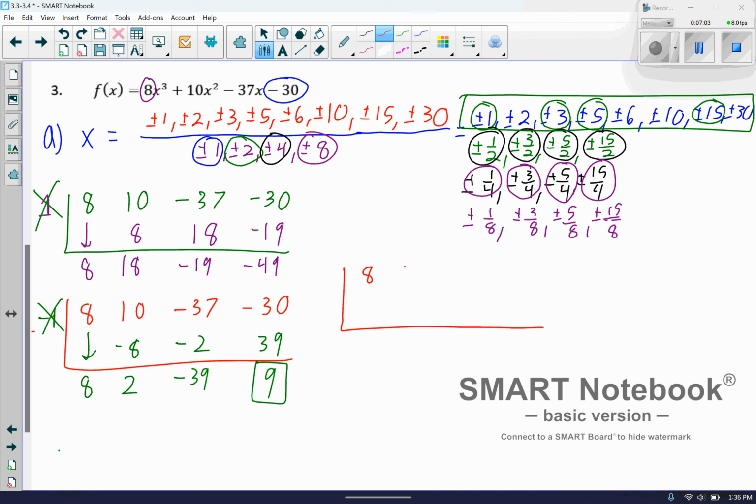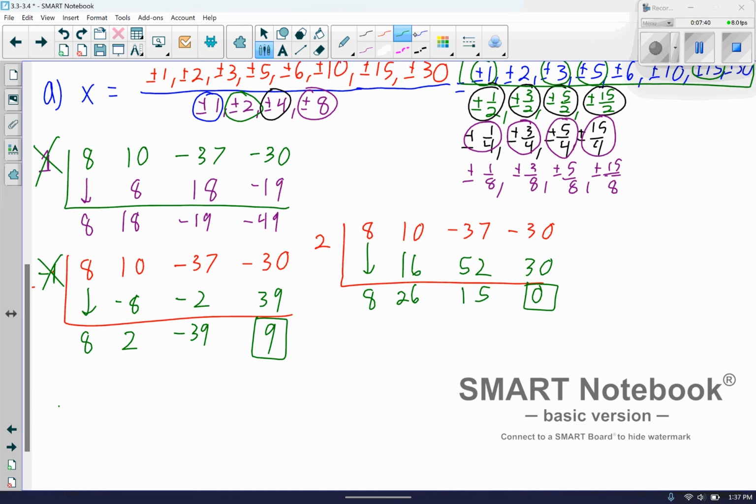So let's see, 8, 10, -37, -30, and we're going to try 2. Drop the first number. 8 times 2 is 16. Add that together, that's 26. 26 times 2 is 52. Add that together, and that gives us 15. And then 15 times 2 is 30. -30 plus 30 is 0. Bingo. So I hit a bingo. I know that one of my solutions is 2. So definitely 2 is part of my solution.